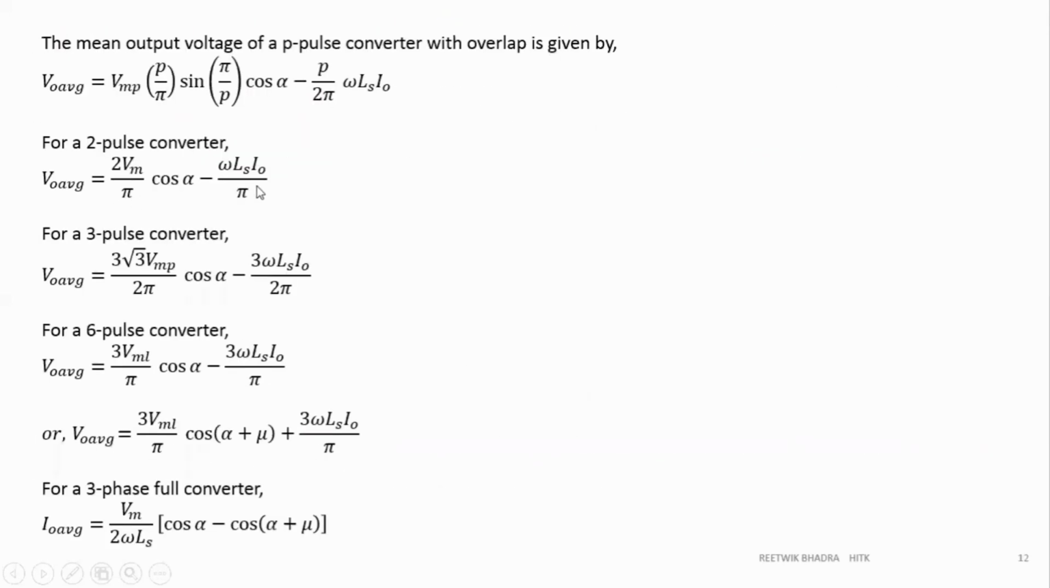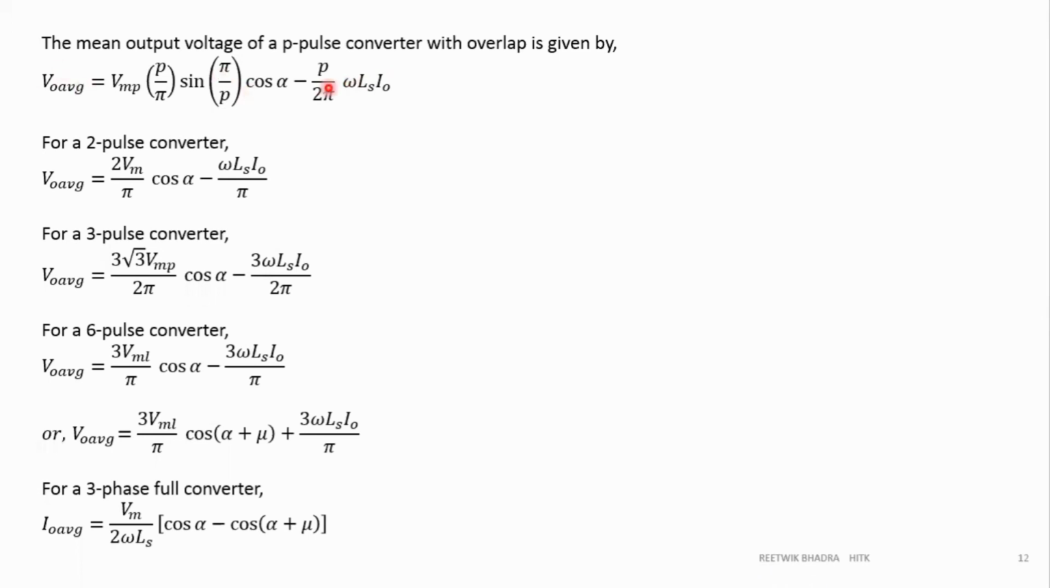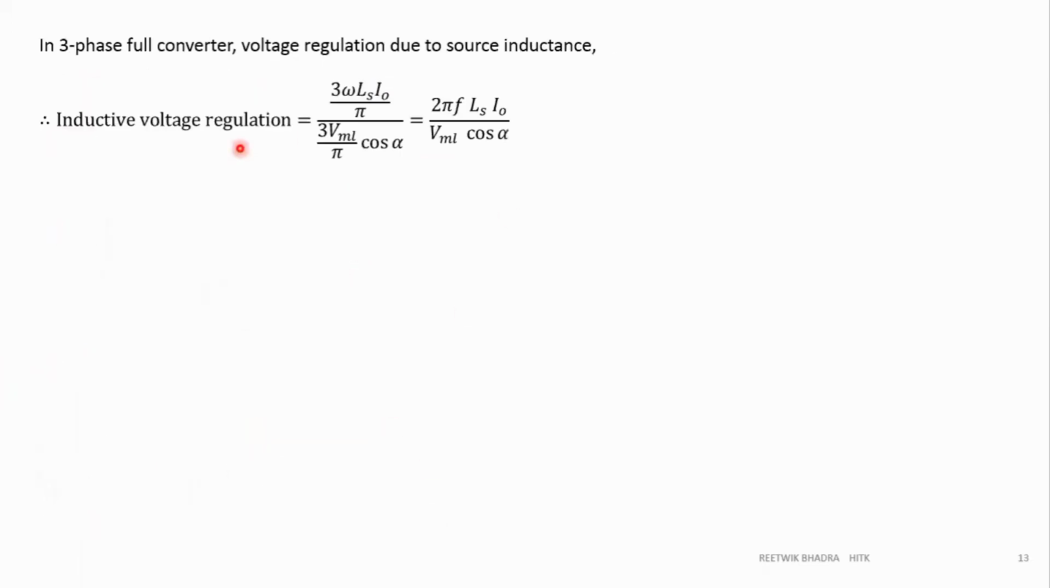Check what we have got: the same equation. So this is basically the generalized form. If you remember this equation, you can solve for any problem. So this is a very important equation, which I have written for you. Be clear with this equation and you can do it. For 3 pulse, put the equation; for 6 pulse, put the equation, and get it. So you can get all these equations. Next you can calculate the voltage regulation. You can do it on your own, so I'm leaving it up to you.